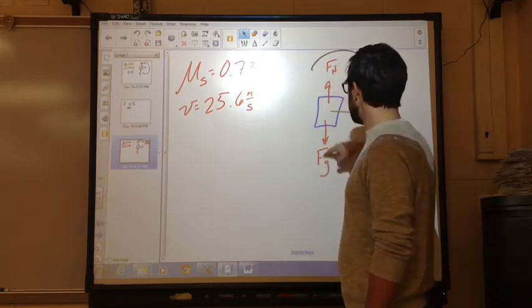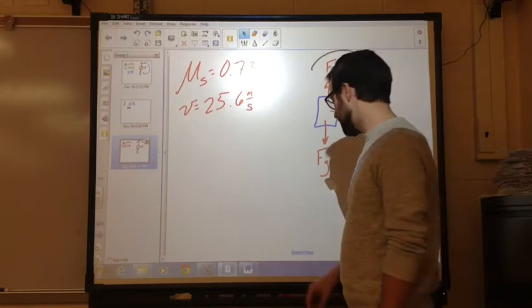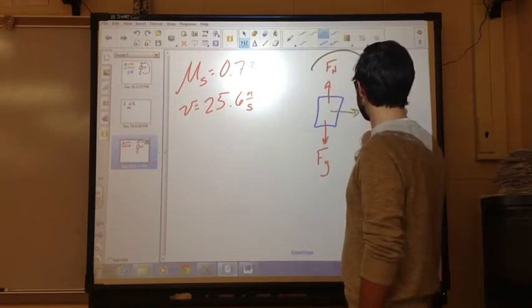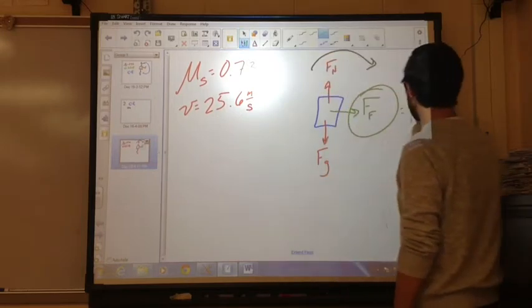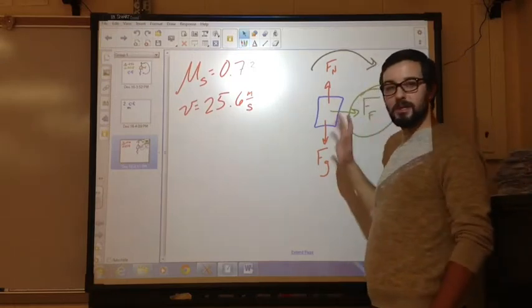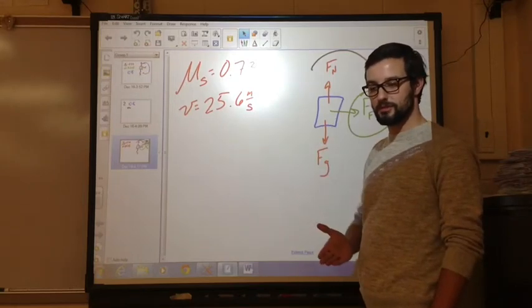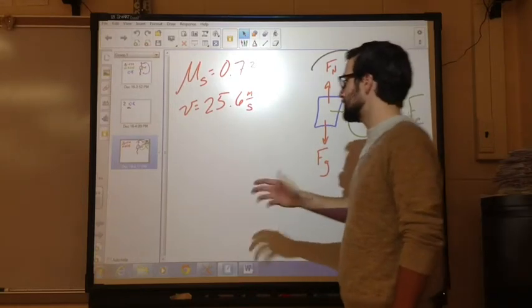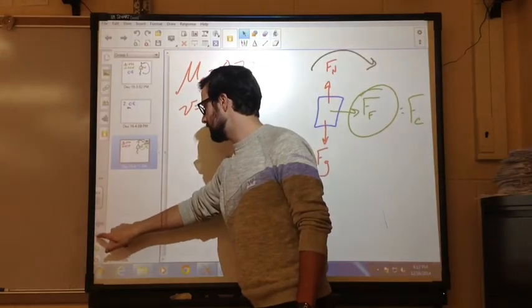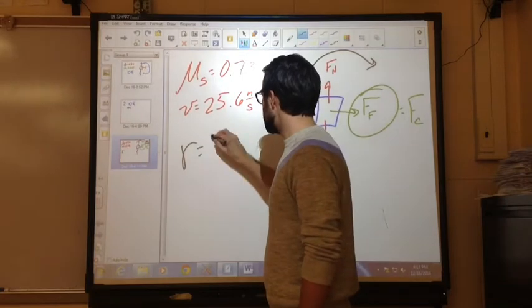In this case, these two forces cancel. The only force responsible for the centripetal motion of the car is the frictional force. Therefore, this is the centripetal force. That's like the biggest and maybe most important idea of the problem. Frictional force provides the centripetal force. Centripetal force is provided by the frictional force. So we'll take that equation and run with it. But first, let's consider what we're asked. We're being asked the radius of the path.